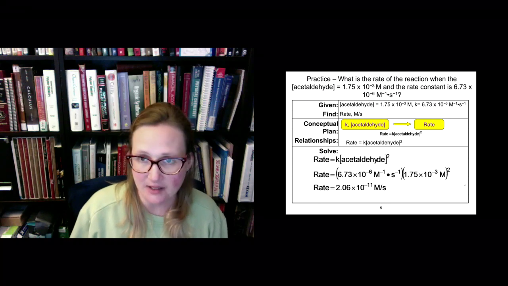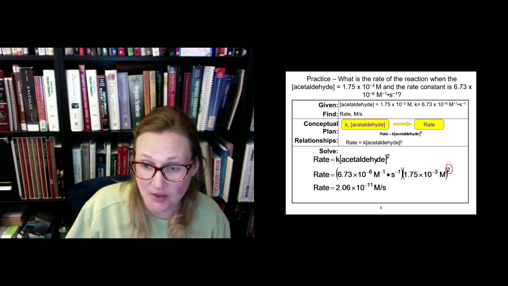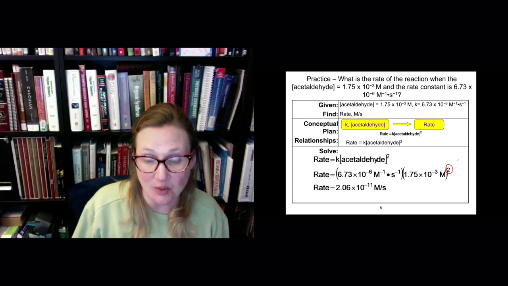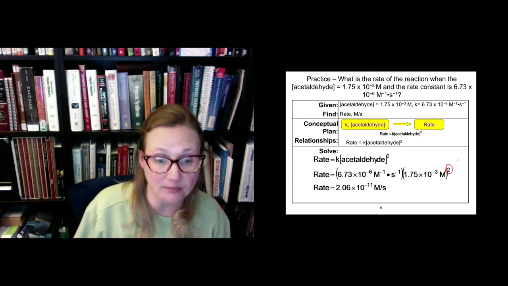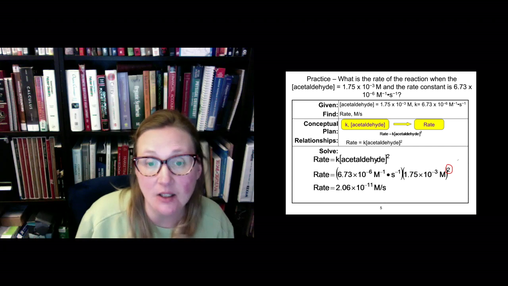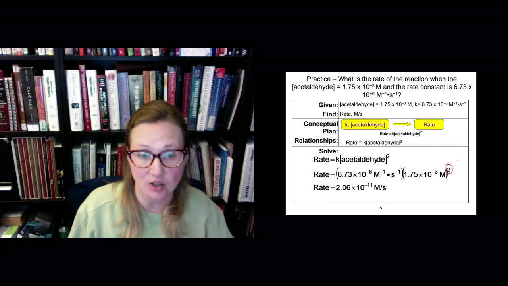the rate constant that we're given times our concentration squared. Now, don't forget about this part. This is really important. It's second order with respect to acetaldehyde, which means we have to square that concentration. So here the rate is 2.06 times 10 to the minus 11 molar per second. So that's the rate of that reaction.